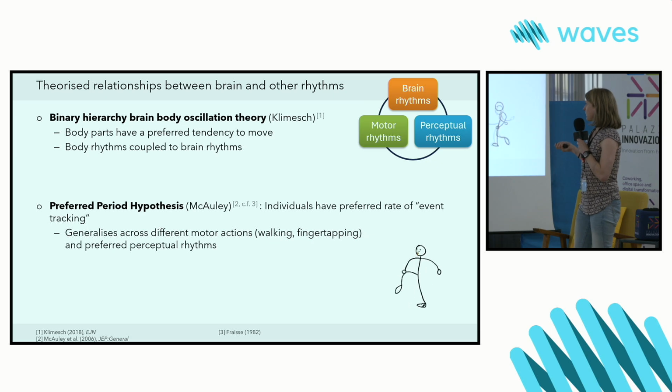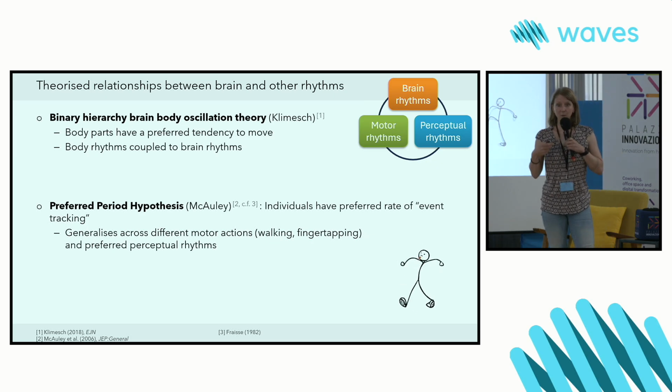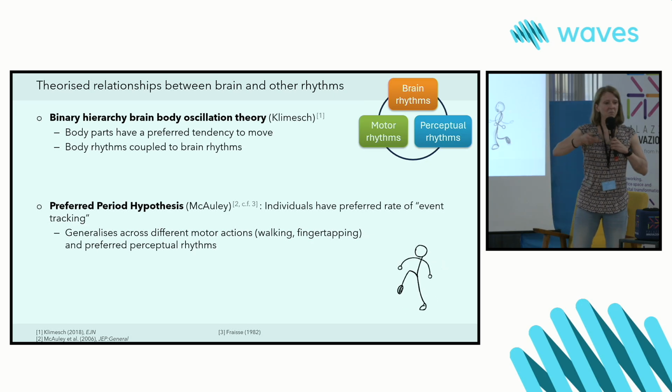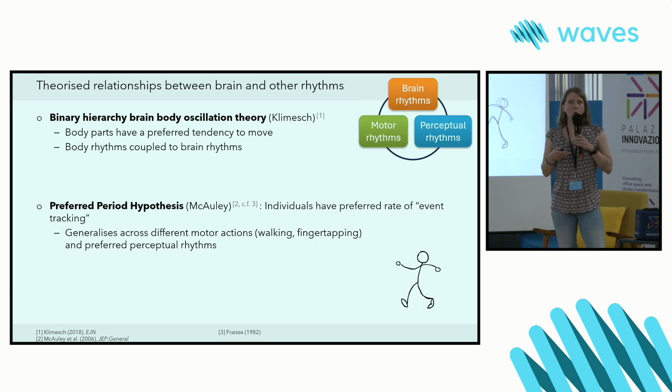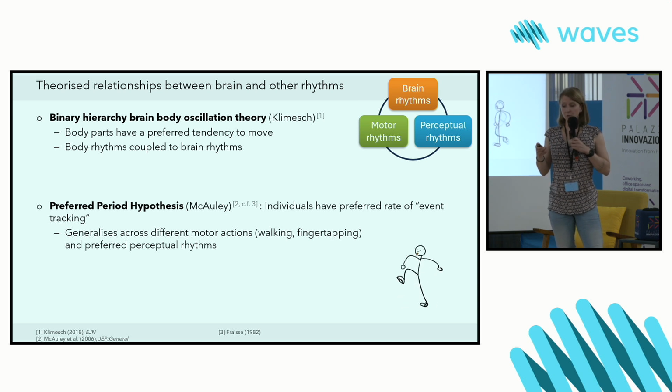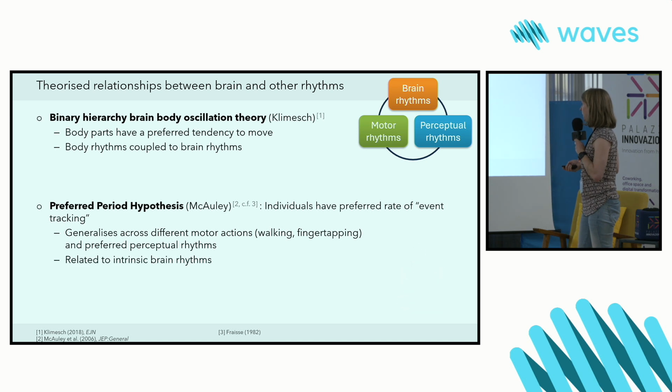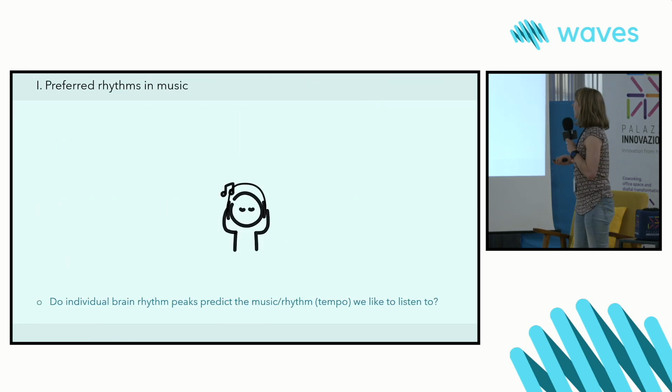And importantly, these also affect our perceptual preferences. So that can mean either the rhythms we like to hear, or if there's a task, maybe the rhythms that we are particularly good at doing the task. And this is also thought to be related to intrinsic brain rhythms.